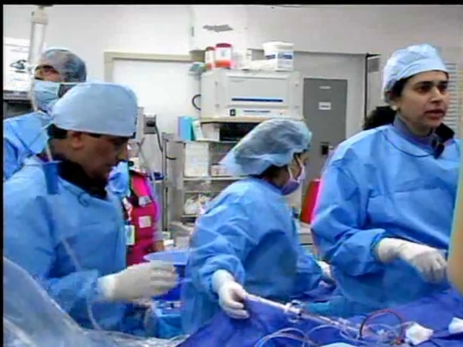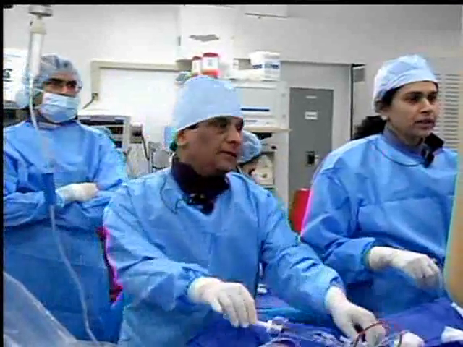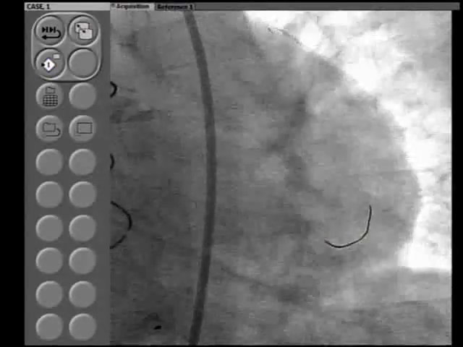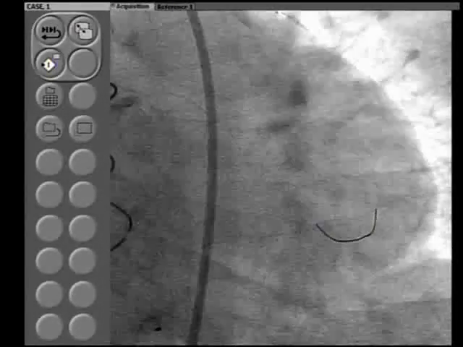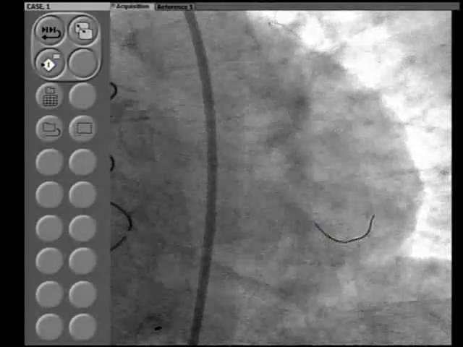Now I can see Anu has been busy at work. Anu, where are you in the case now? I think we engaged the guide, and we are just wiring both the CIRC and the LAD. Excellent. I have a run through wire into the CIRC. And then we'll take a BMW into the LAD.